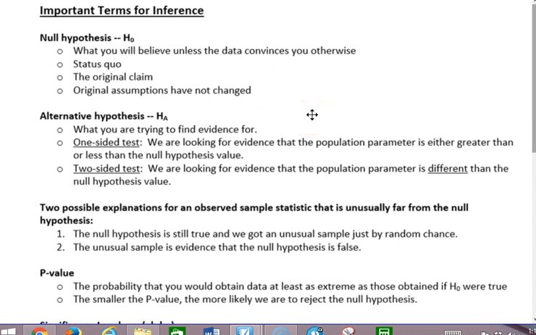If we have a one-sided test, we're looking for evidence that the population parameter is either greater than or less than the null hypothesis value. If we have a two-sided test, we're looking for evidence that the population parameter is just different from the null hypothesis value. Remember that these hypotheses are set prior to collecting the data. So you don't wait until you see your sample statistic and then decide what your alternative is. You set your alternative based on the question you want to answer.